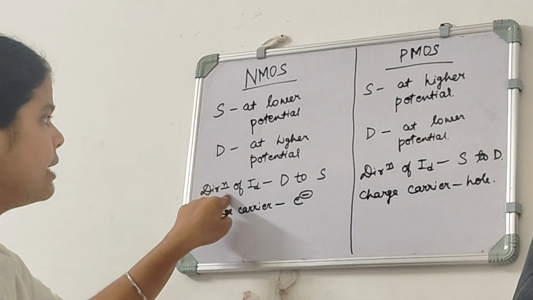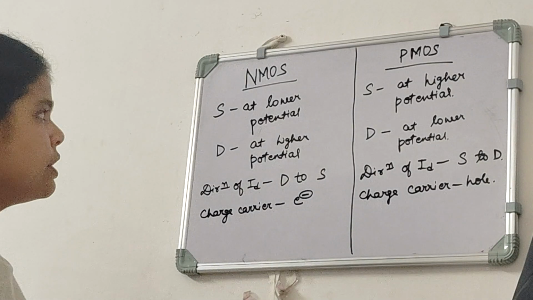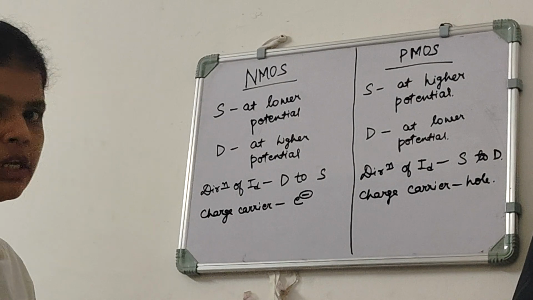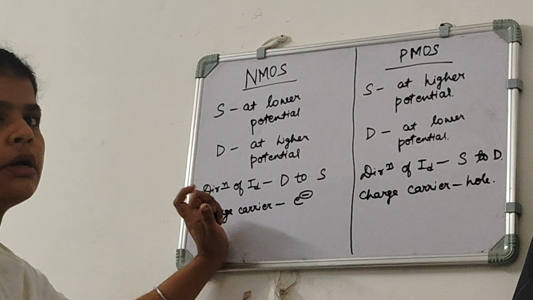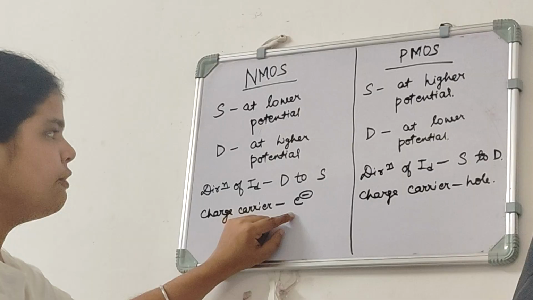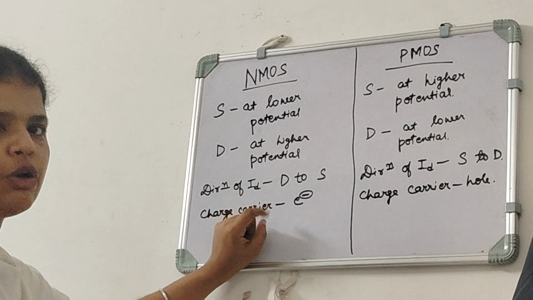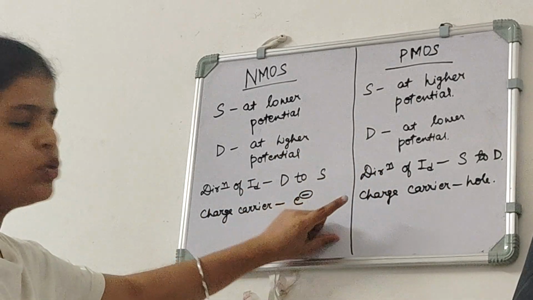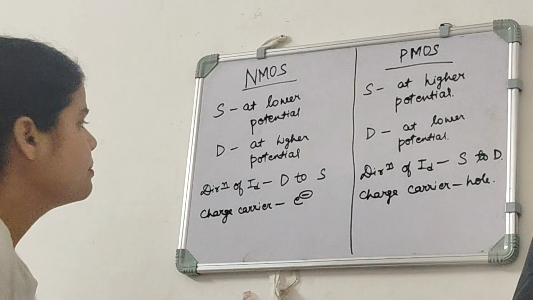And the direction of ID, that is the direction of drain current, in NMOS is from drain to source, because here the charge carriers are electrons, and we know that whatever the charge carriers are, whether hole or electron, they always travel from source to drain. So if electron is moving from source to drain, our current will be flowing from drain to source, because the direction of current and direction of movement of electron is opposite. And in PMOS, the direction of ID is source to drain, because here the charge carriers are holes, and holes travel in the same direction as that of current.